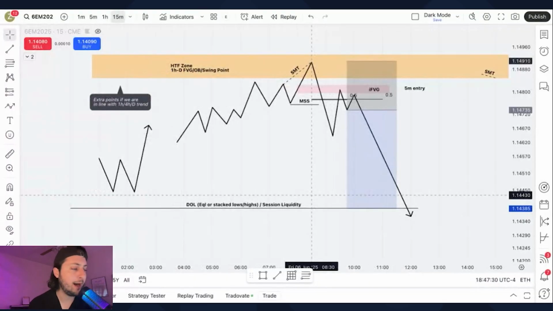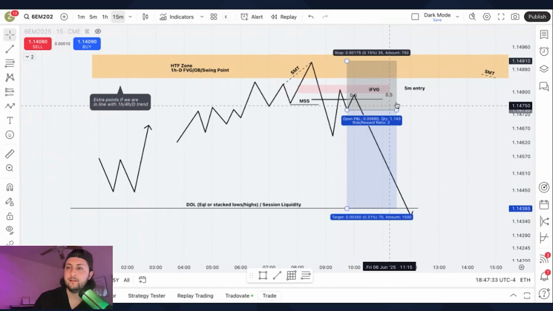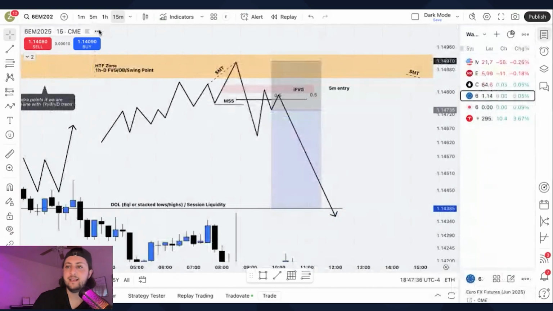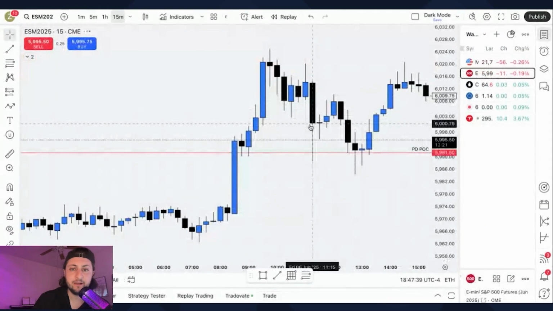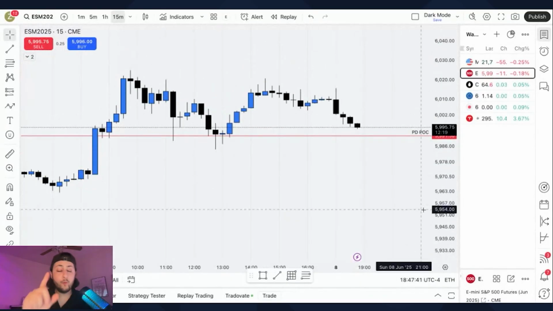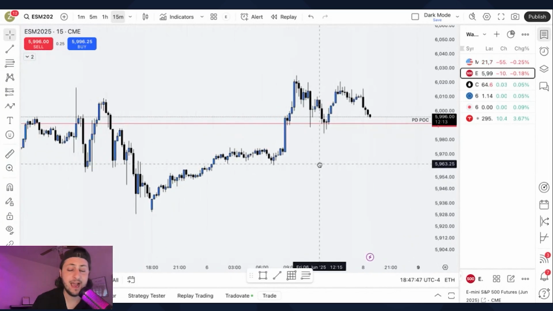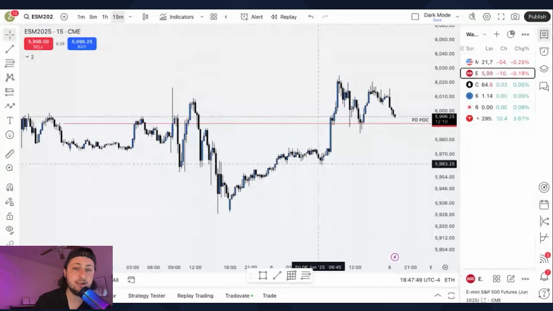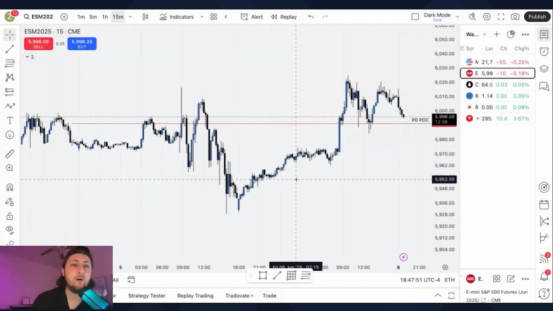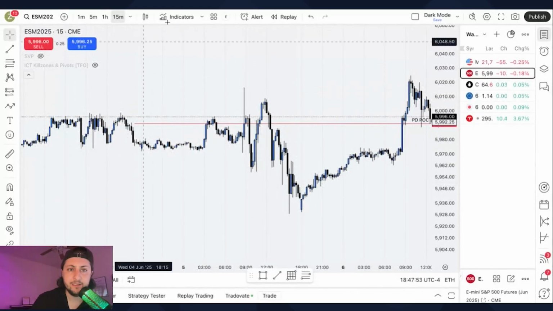This is the forever model. This is the high probability setup. Now, let's go into the ES and actually go over a specific example. I'm also going to tie in the previous day's point of control to this, because that's another major component of how I trade, and we haven't even talked about it yet. So I am going to explain how we could add the previous day's point of control into this model.